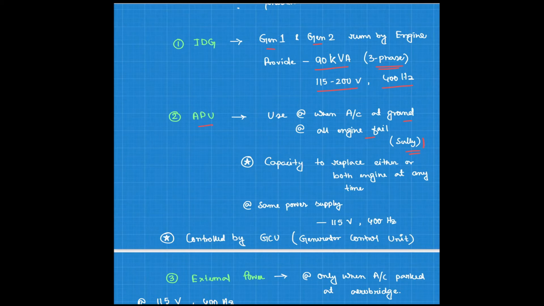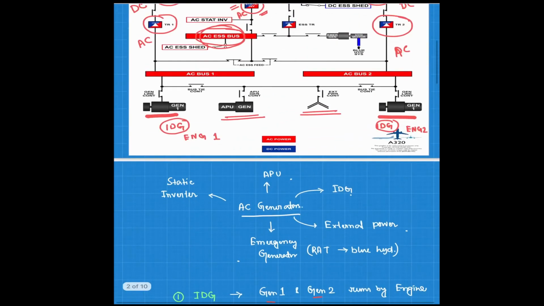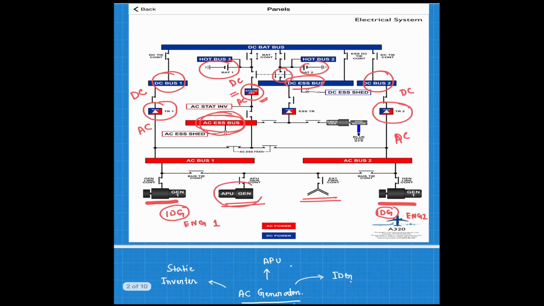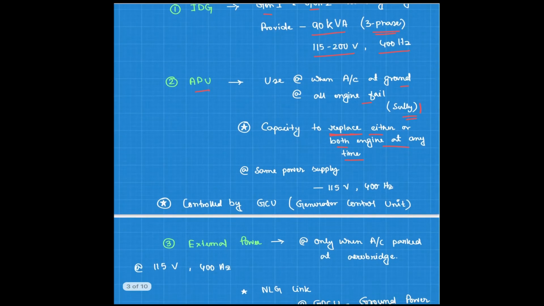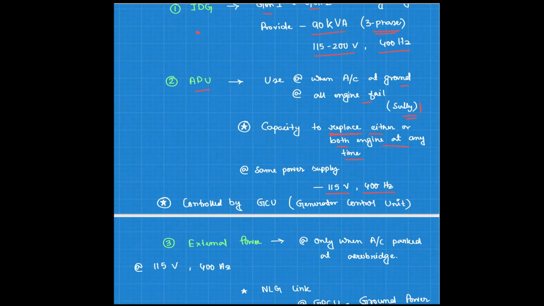The APU has the capacity to replace either or both of the engines at that time. As you can see over here, this APU can supply both the AC buses. This is how the APU works, with the same voltage supply: 115 volts, 400 hertz, sorry. The two IDGs and the APU are controlled by the GCU, which is the generator control unit. The generator control unit is used to control the power supply to the whole system.